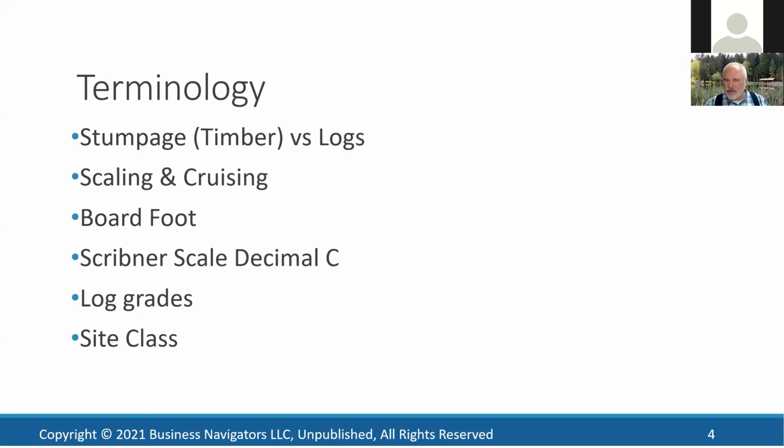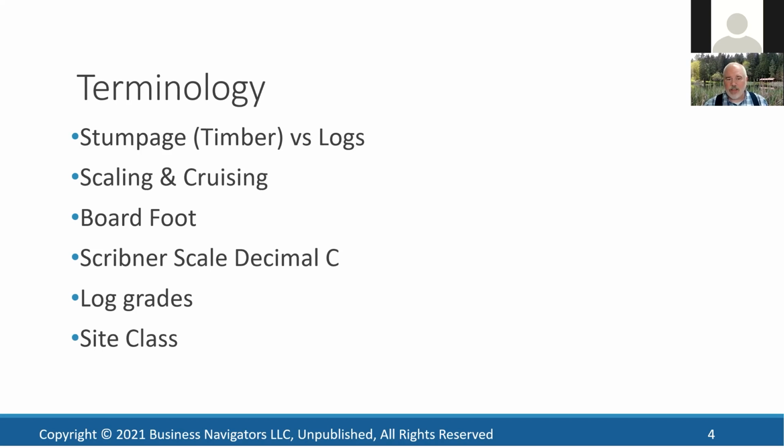The final thing there is site class. The site class is a measurement of the productivity of the soil. Trees are growing things, and how tall a tree will grow is a function of the soil that the tree grows in, and the average rainfall that comes into this area. Elevation also has something to do with that, but it's primarily the soils.